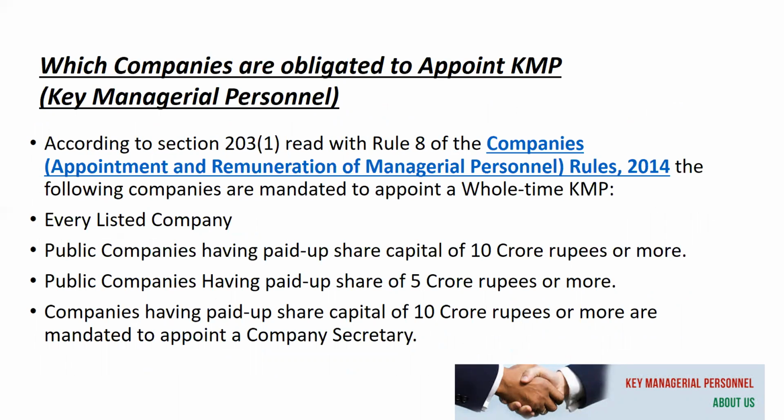See, key managerial personnel appointment is compulsory for certain companies, which is specified in section 203, subsection 1, which reads with rule 8 of the Companies (Appointment and Remuneration of Managerial Personnel) Rules, 2014. The following companies are mandated, that is compulsory to appoint a whole-time or full-time key managerial personnel, such as every listed company, followed by public companies having paid up share capital of rupees 10 crores or more, public companies having paid up share capital of rupees 5 crores or more, and companies having paid up share capital of rupees 10 crores or more are mandated, that is compulsory to appoint a company secretary.